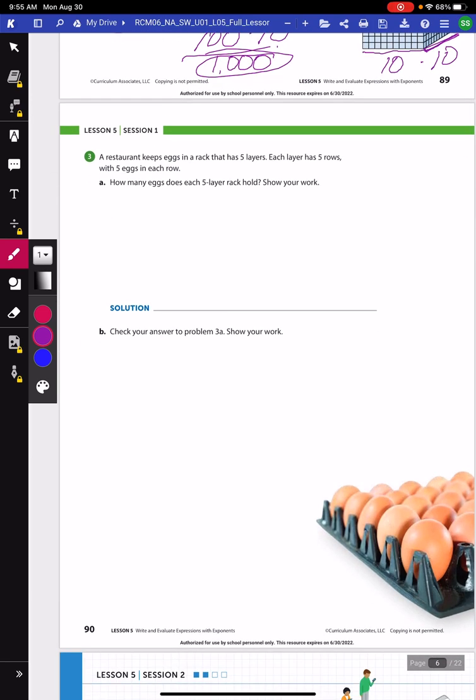Number 3, a restaurant keeps eggs in a rack that has 5 layers. Each layer has 5 rows with 5 eggs in each row. How many eggs does each 5-layer rack hold? Show your work.